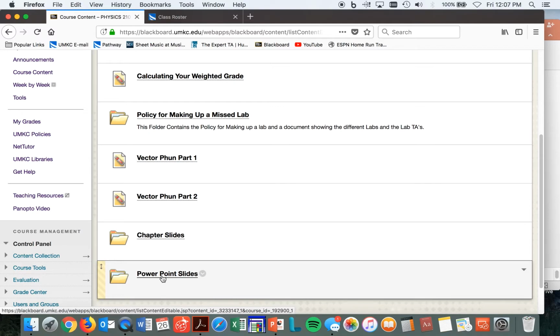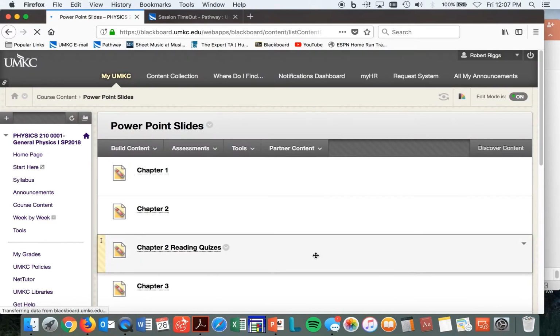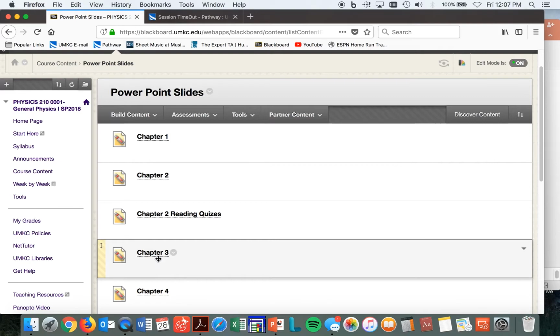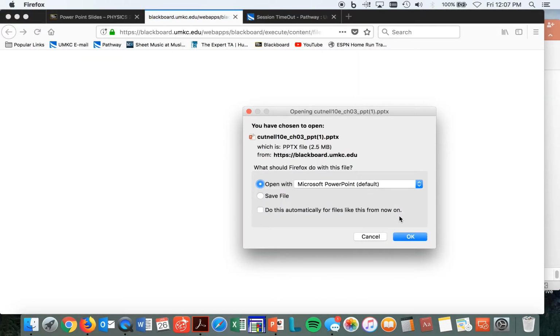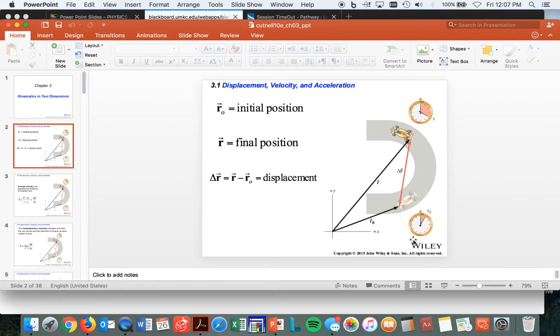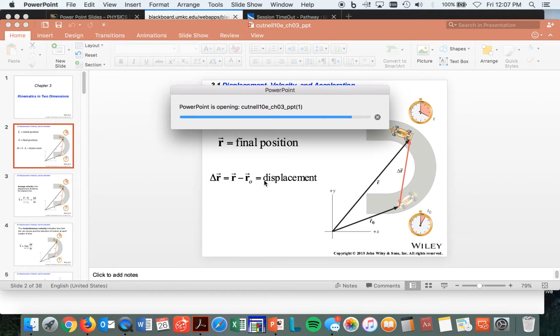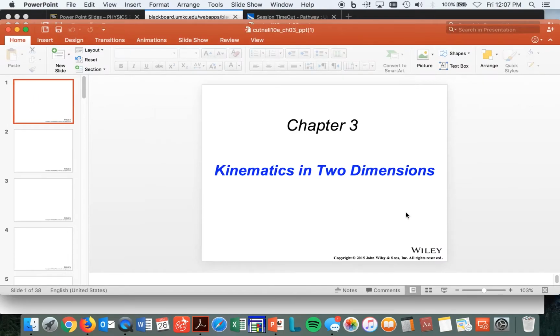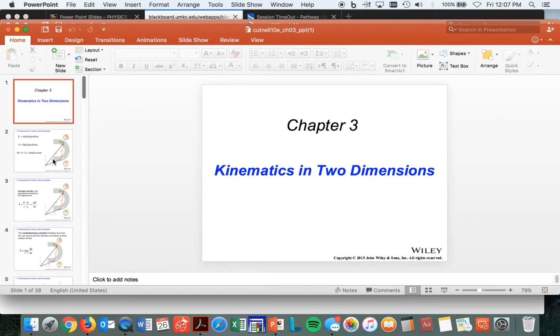So you're going to get our slides, and you're going to get a little bit different perspective from the textbook that's free that you download. All right. So let's look at the PowerPoint slides here. And let's go to chapter 3, which is good old two-dimensional motion.